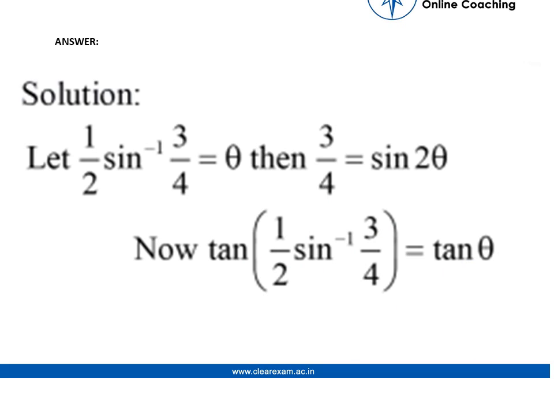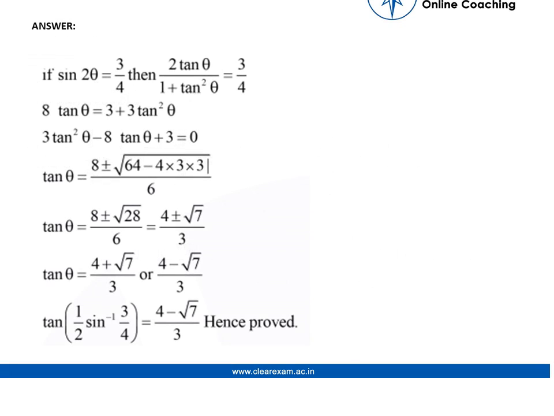Here we know a property, that sine 2 theta is equal to 2 tan theta upon 1 plus tan square theta. So we have this formula and we know the value of sine 2 theta from the previous equation. We'll equate them and solve them. We'll multiply first. So 2 into 4 is nothing but 8, is equal to, we'll multiply this with 3, we'll get 3 plus 3 tan square theta.